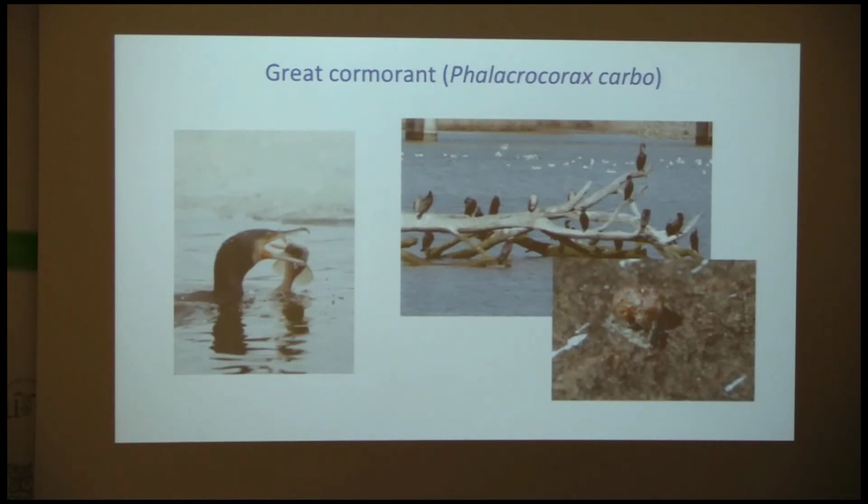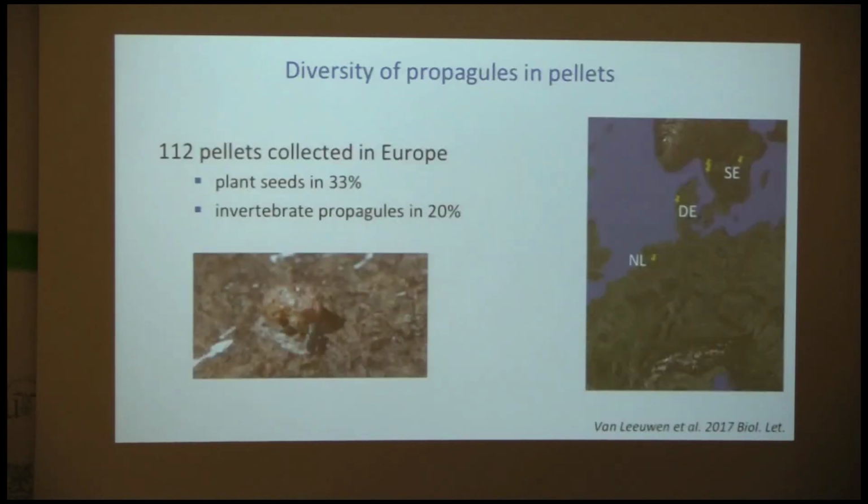And then in the morning, they produce this pellet. All the fish they've been eating, they digest the fish parts, but the fish bones and everything will be regurgitated. So we collected these pellets at a couple of locations in Europe, over 100 pellets, and actually in a third of those there were seeds of aquatic and terrestrial plants. And in 1 out of 5 of these pellets, there were actually invertebrates. So imagine one of those pellets being produced while the cormorant is on the tree, and then it regurgitates the pellet into the water or on the land, and then the seeds may also be dispersed in a secondary way.